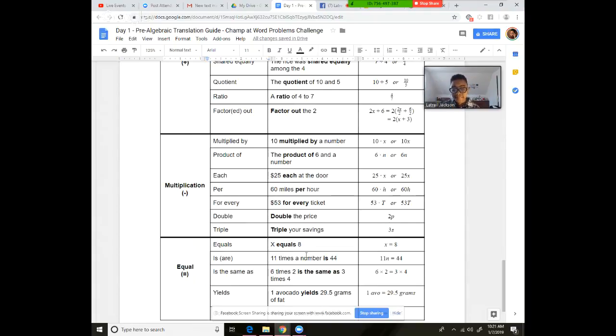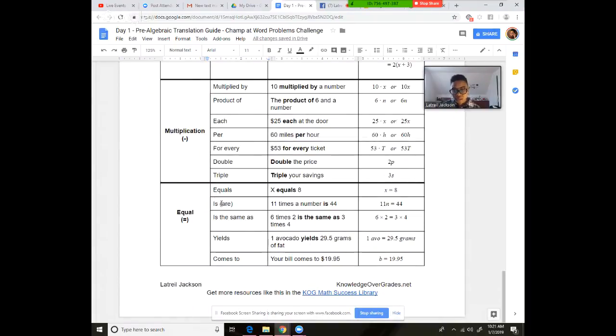Okay, one more. We've got equal. "Is" or "are" is an equal word. 11 times a number is 44. And here is the algebraic translation: 11n equals 44.